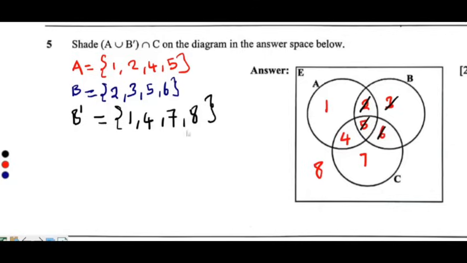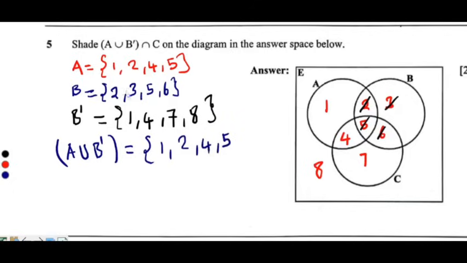1, 4, 7, 8. So from here, let us now find A union B complement. Okay? So union means we combine the elements that are in set A with the elements that are in B complement. So set A is 1, 2, 4, 5. So we write 1, 2, 4, 5. So in set B complement, we have 1, 4, 7, 8.